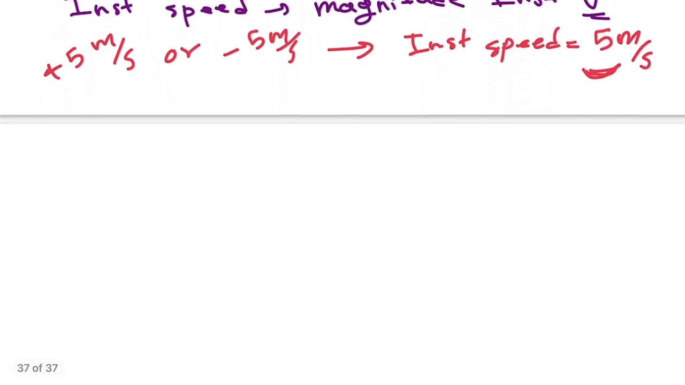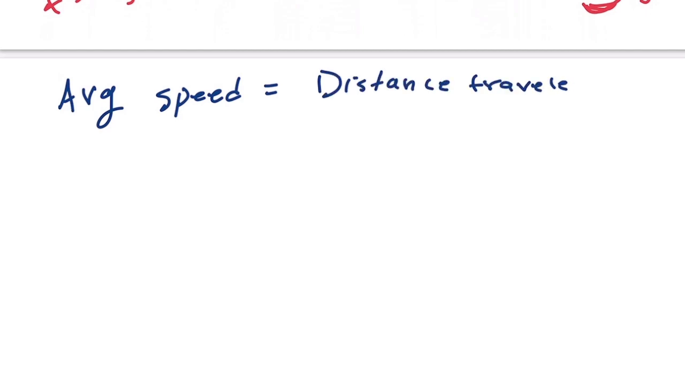Now, here's a tricky part. You might think average speed must also be the magnitude of average velocity, but this is not the case. To calculate average speed, we must divide the distance rather than displacement by the time of travel. So, average speed is equal to distance, rather distance traveled, divided by time.